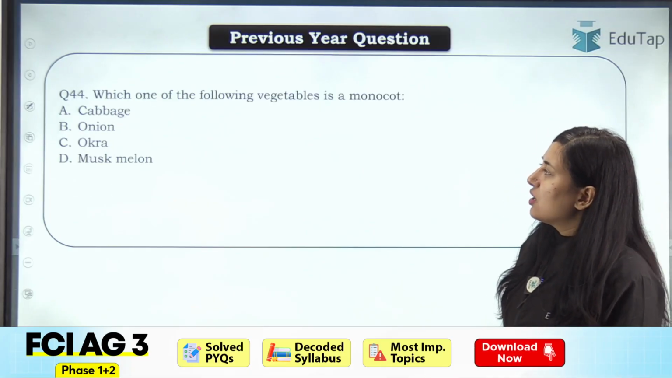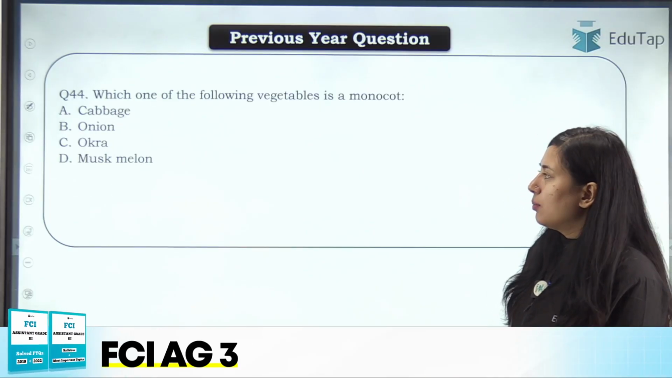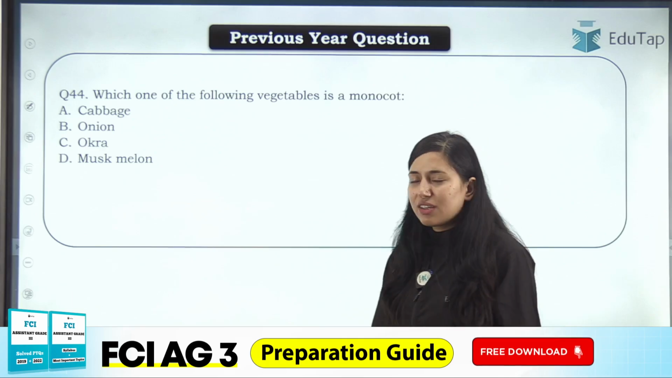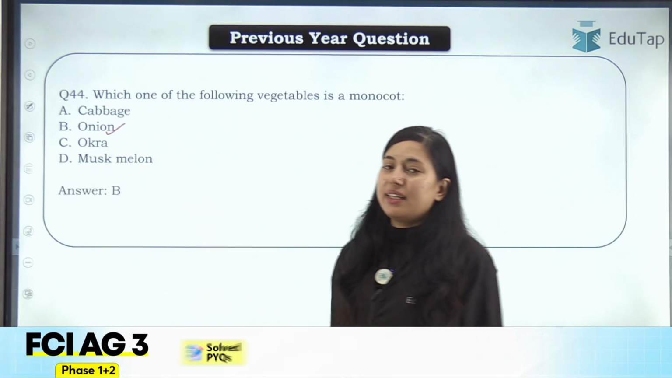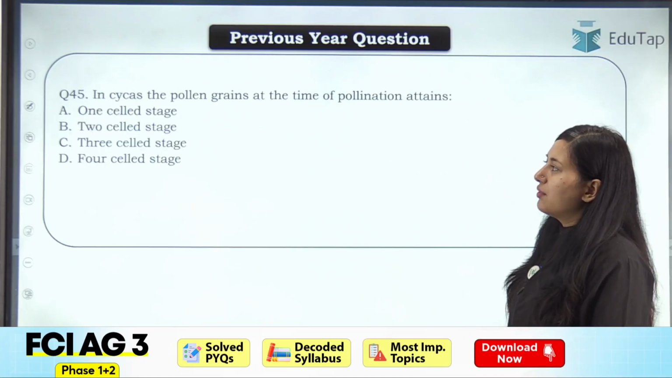Okay. Next is, which one of the following vegetables is a monocot? Okay, you have been asked, out of the given options, which one of the following is the monocot, and it is option B, that is onion. Okay, so onion is the monocot vegetable.